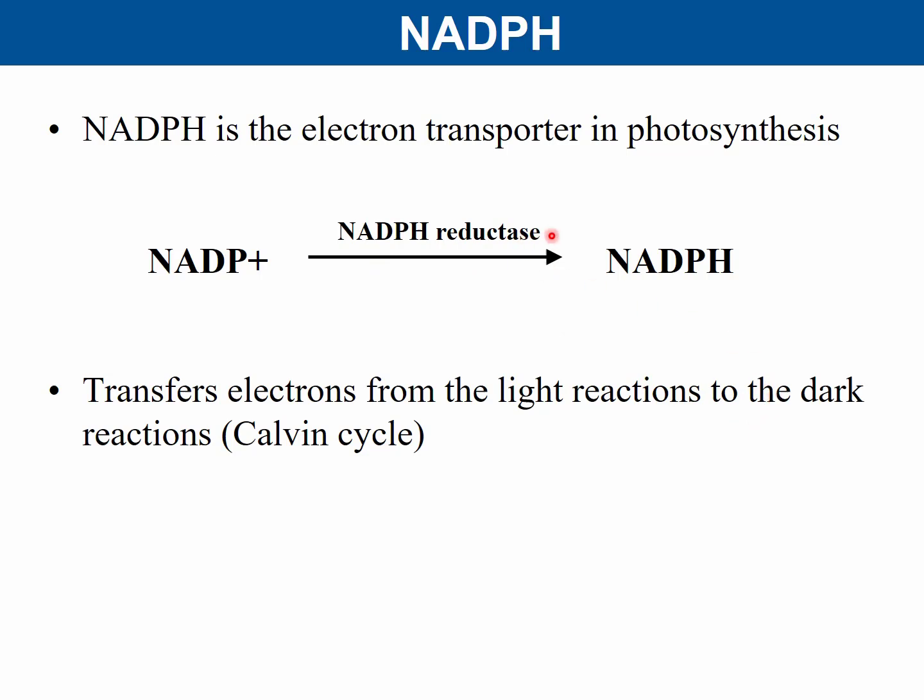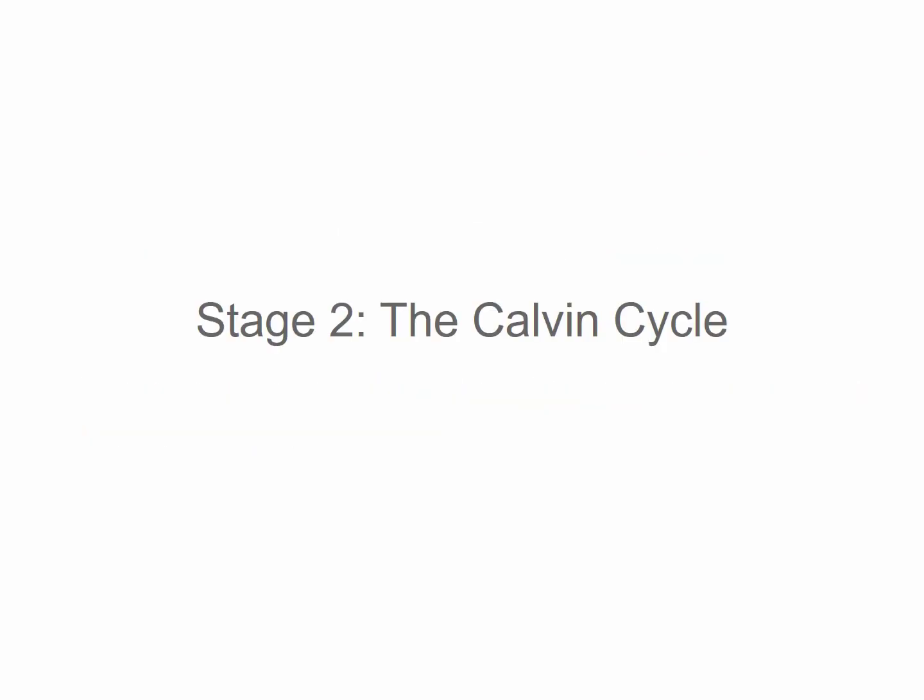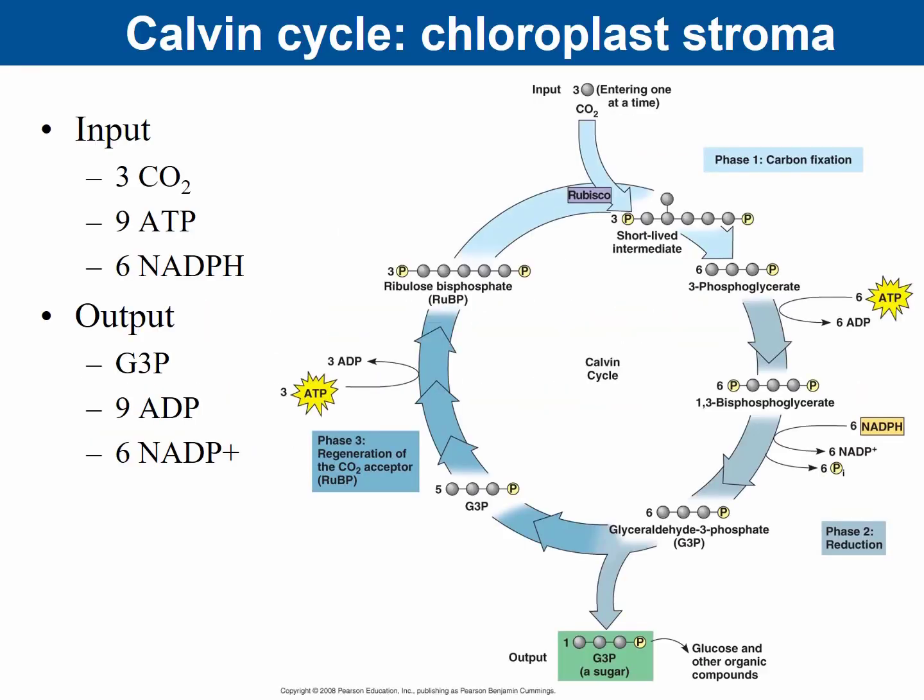Notice the ase tells you it's an enzyme, and reductase because NADP+ becomes reduced. It gained electrons. And then this carrier, NADPH, is going to transfer electrons from the light reactions to the dark reactions, which are also known as the Calvin cycle. And so the next phase, we're going to talk about the Calvin cycle.